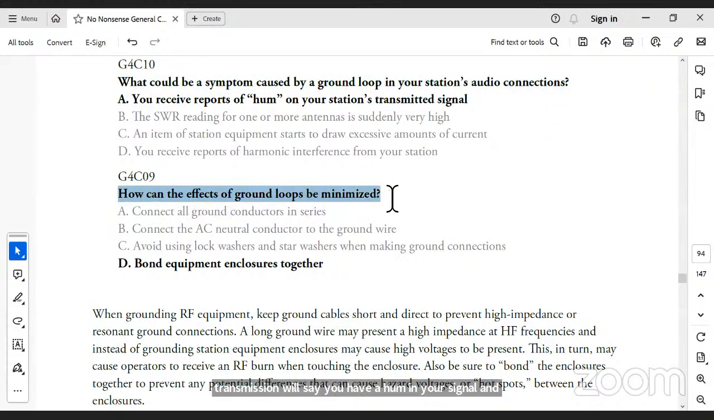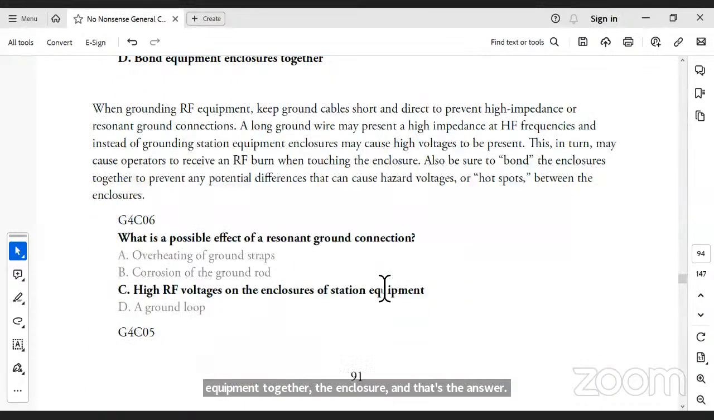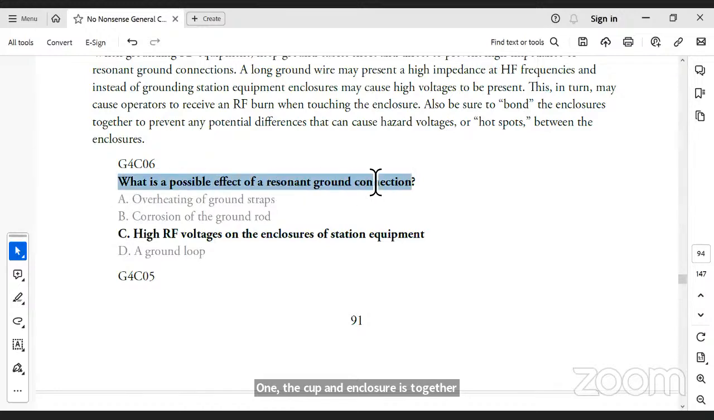How can the effects of ground loops be minimized? We said that to do that, we need to bond all of our equipment enclosures together, and that's the answer. Bond equipment enclosures together. What is a possible effect of a resonant ground connection? If we have a resonant ground connection, high RF voltages on the enclosure of the station equipment could be the result, which is not a good thing.